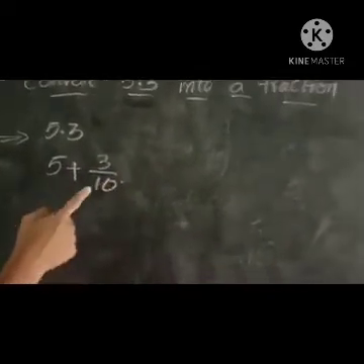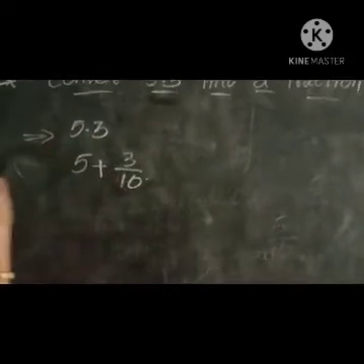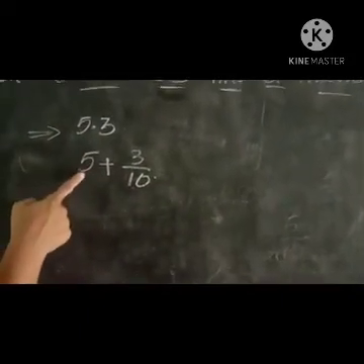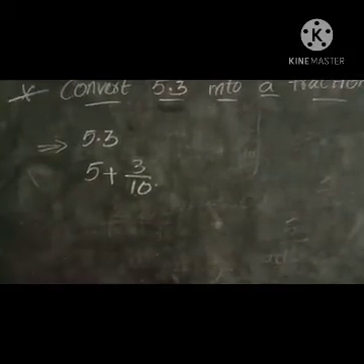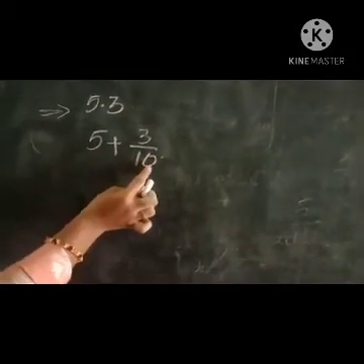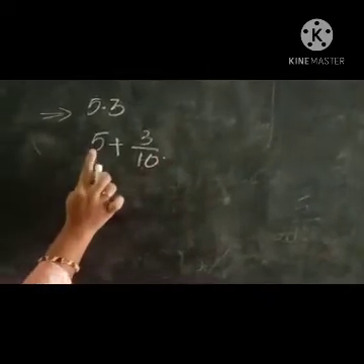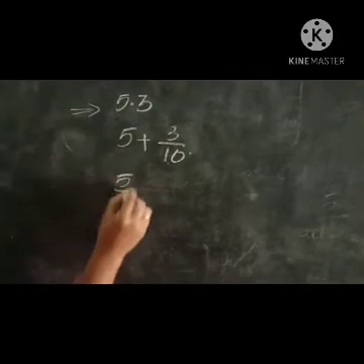5 plus 3/10 is the expanded form for 5.3. And again, see here, we have to write denominator 1. Here only 5 is there, no? Here the denominator number is there in the fraction, but here there is no fraction, so to write it as a fraction we have to write 5/1.